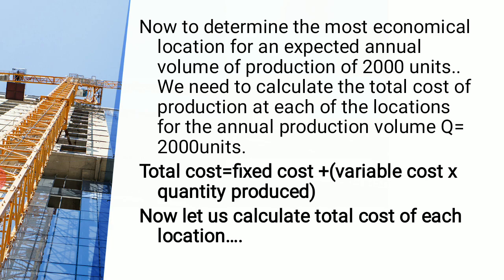Now to determine the most economical location for an expected annual volume of production of 2000 units, we need to calculate the total cost of production at each of the locations. For the annual production volume, Q, we have already seen it, annually 2000 units. The rest, the total cost or the variable cost, is available with us. Now how can we find it out? What is total cost? Fixed cost plus variable cost into quantity produced, right? This will be the formula which we will be using for each of the locations.